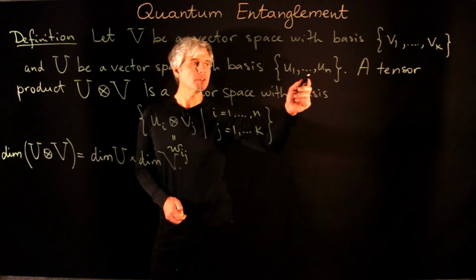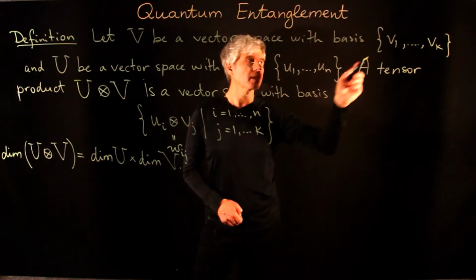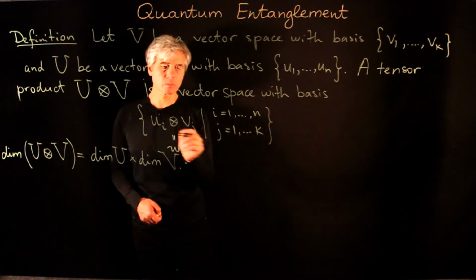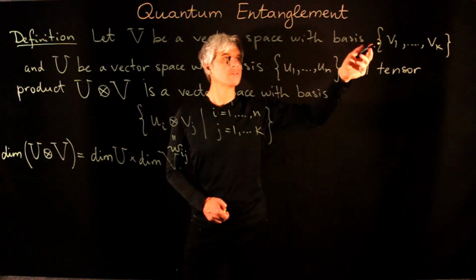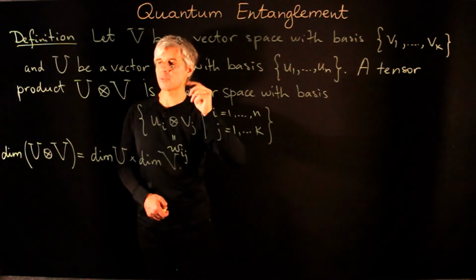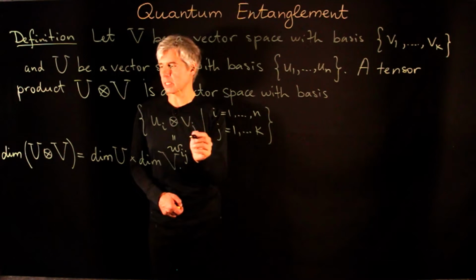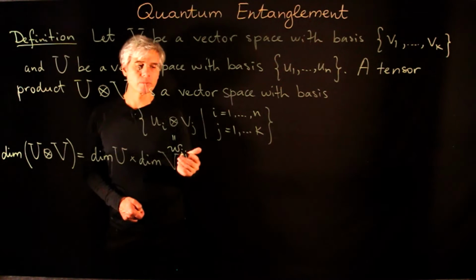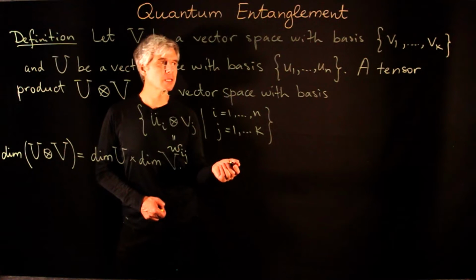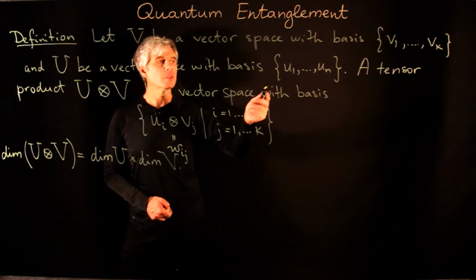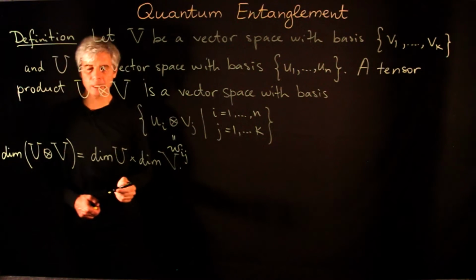Really, in this definition, there is no need to say that these vector spaces are finite dimensional. We could say that the Vi's are a basis of V and the Uj's are a basis of U, and then these Ui tensor Vj's will be a basis of the tensor product. So this definition is applicable in the infinite dimensional setup as well. However, for this course, we will only need to consider tensor products of finite dimensional spaces.